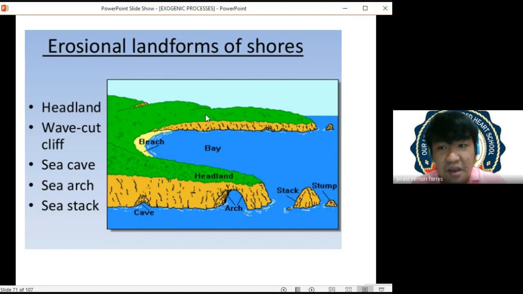So those cliffs or headlands are comprised of hard rock, which is harder to erode, and sandwiched or adjacent to this hard rock are soft rocks, no? And that is why if you're at the beach, at the sea, you will notice that there is usually a headland or a cliff on both sides of the beach.